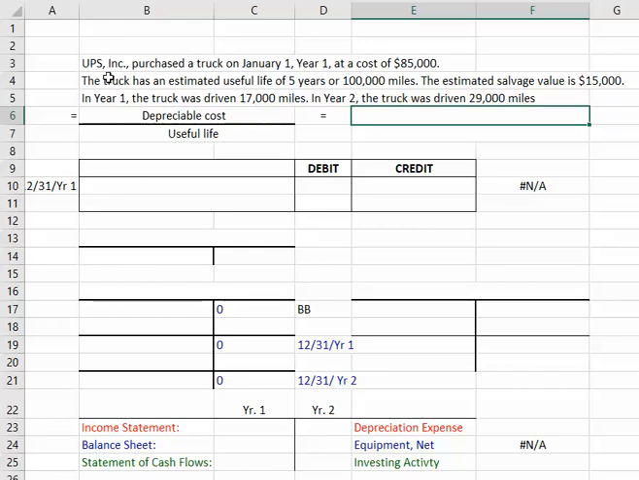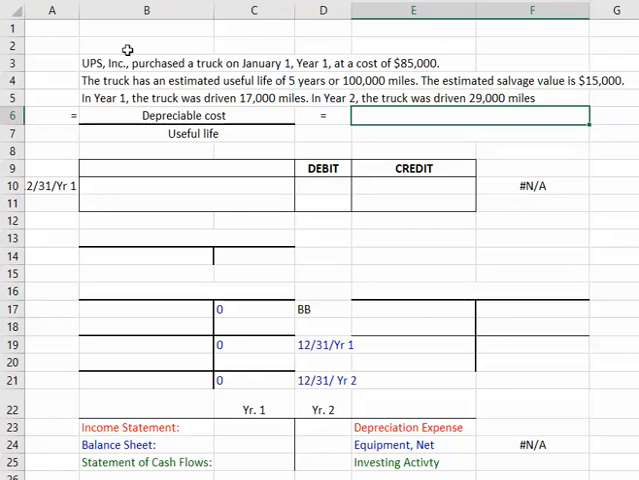In this video, we have a company, UPS, that purchased a truck at a cost of $85,000, and it expects to use the truck for 5 years, and in those 5 years drive it 100,000 miles. The estimated salvage value is $15,000. That's what you expect to get for the truck when you're done using it at the end of 5 years and 100,000 miles. Another term for salvage value is residual value.